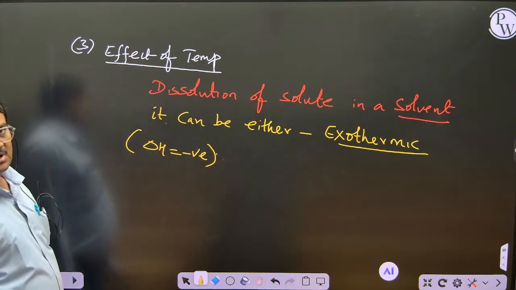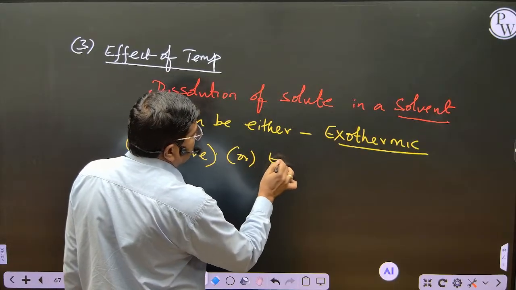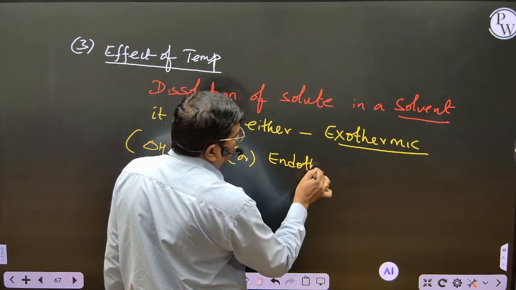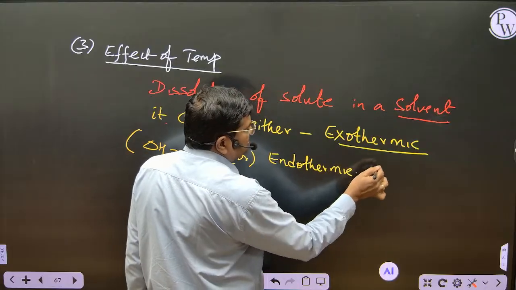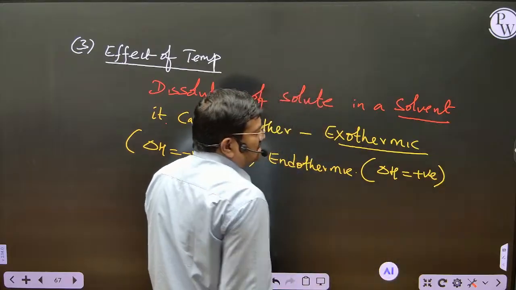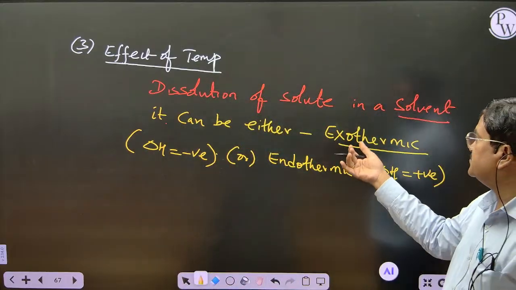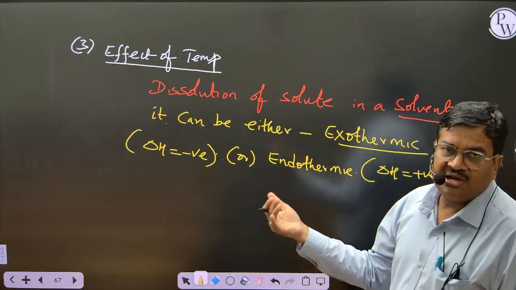Or it may be what? Endothermic. What is endothermic? Heat is absorbed. And this we show with delta H is what? A positive. So it depends. That means dissolution of solute in solvent can be exo or endo.